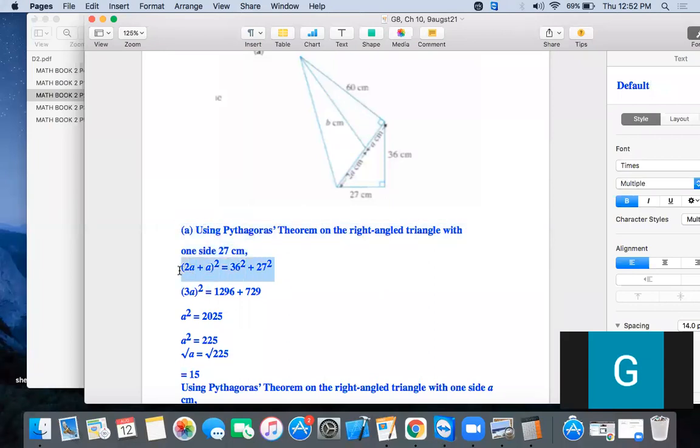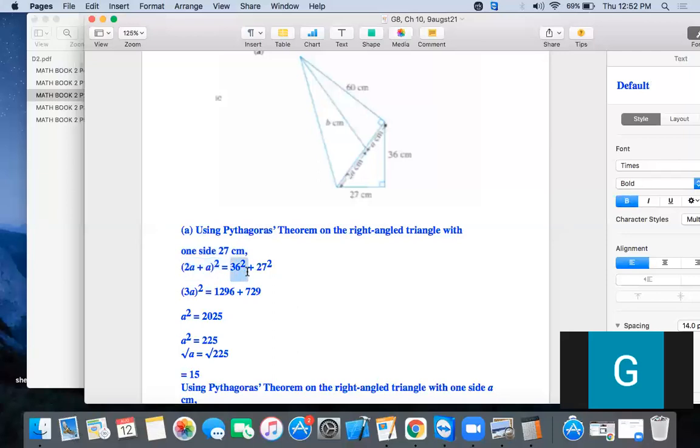By using Pythagoras theorem, it is very simple. Hypotenuse square is equal to perpendicular opposite side square plus base square. So what is the value of hypotenuse? The value of hypotenuse is 2a and a, given split. Okay, you can add them. 2a plus a, squared, comes from the formula.